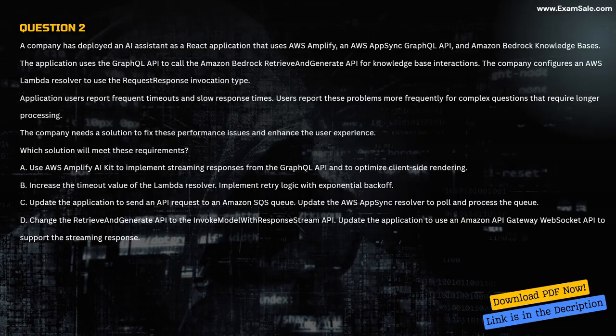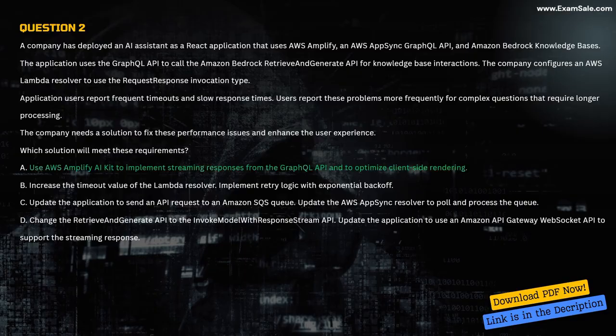A. Use AWS Amplify AI Kit to implement streaming responses from the GraphQL API and to optimize client-side rendering. B. Increase the timeout value of the Lambda resolver. Implement retry logic with exponential backoff. C. Update the application to send an API request to an Amazon SQS queue. Update the AWS AppSync resolver to poll and process the queue. D. Change the Retrieve and Generate API to the Invoke Model with Response Stream API. Update the application to use an Amazon API Gateway WebSocket API to support the streaming response.